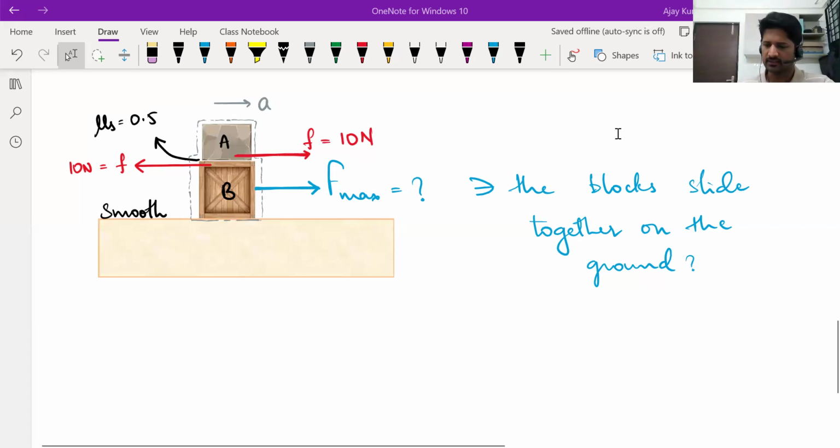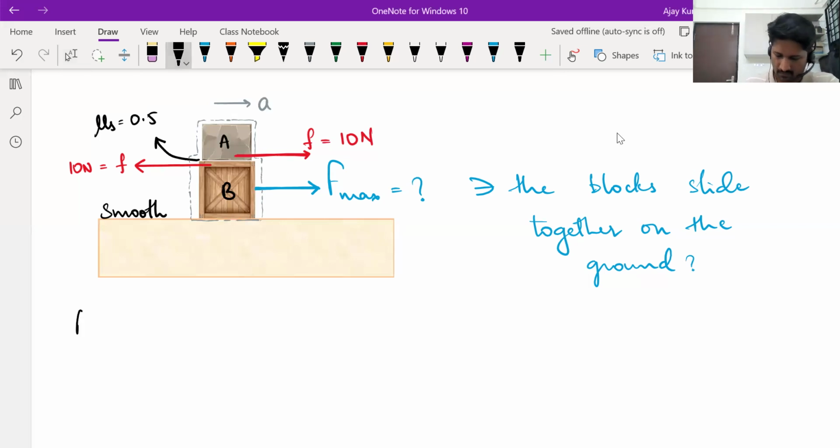Okay. Saket, tell me, how will you write Newton's second law for block A? Sir, 10 is equal to 2a. So how much is a from that? a is 5 meters per second squared. How will you write the same equation for block B?